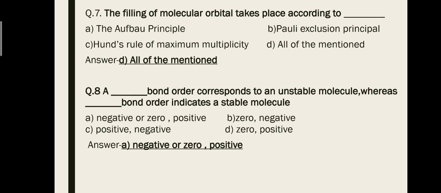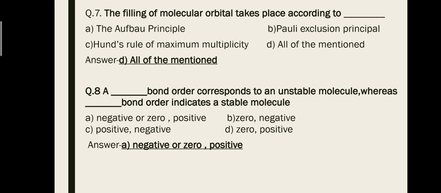Question number 7. The filling of molecular orbitals takes place according to, options are Option A. The Aufbau principle. B. Pauli exclusion principle. Option C. Hund's rule for maximum multiplicity. Option D. All the mentioned. The correct answer is D. All the mentioned.